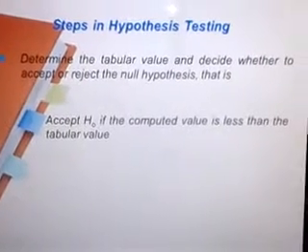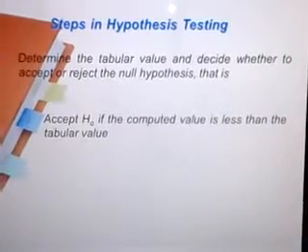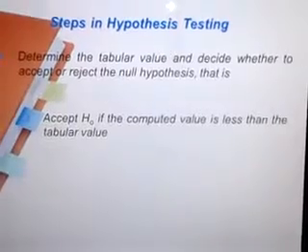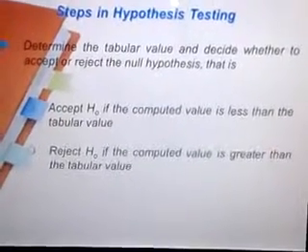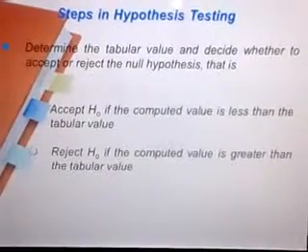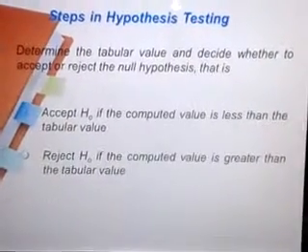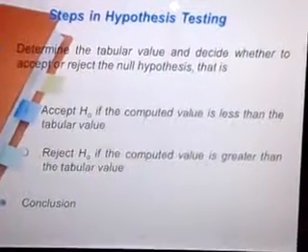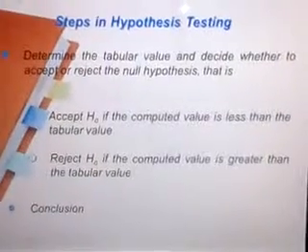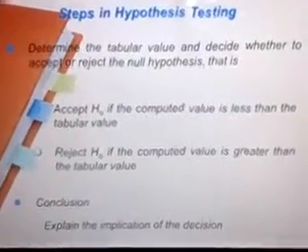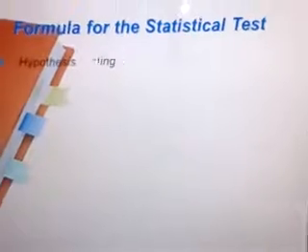That is, accept the null hypothesis if the computed value is less than the tabular value. Then reject the null hypothesis if the computed value is greater than the tabular value. Lastly, we have to come up with a conclusion which explains the implication of the decision.